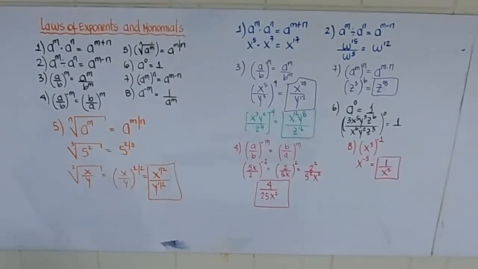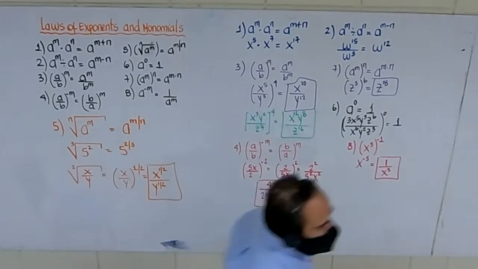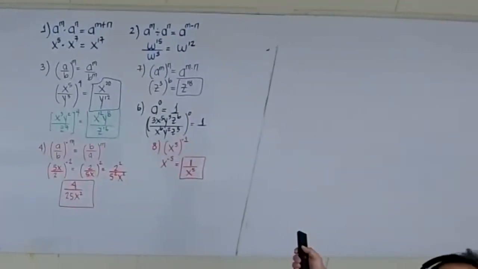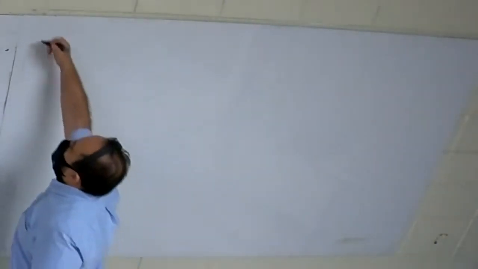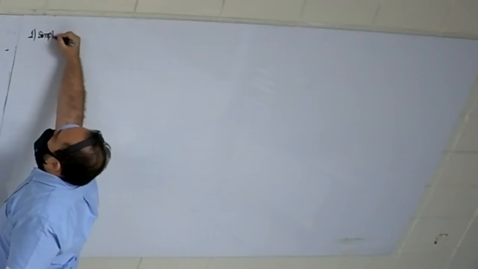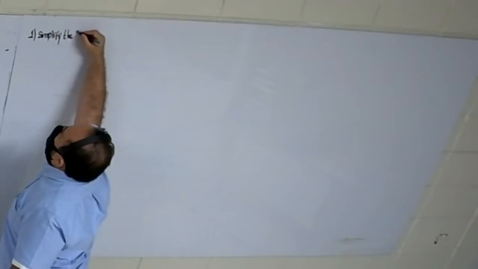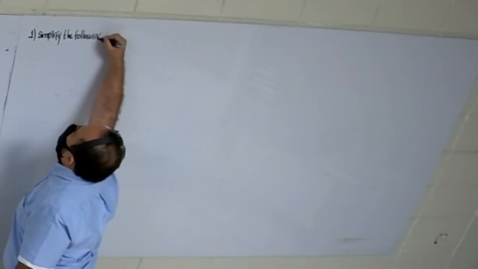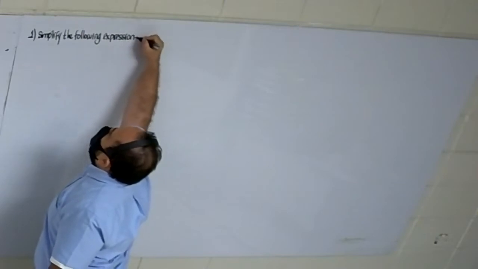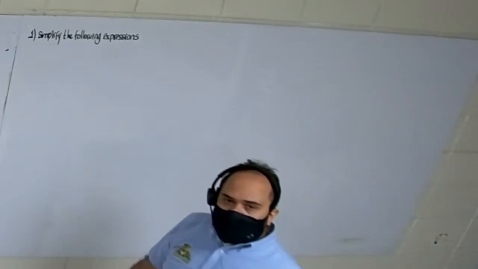Okay. Let's do another example, just a request. For example, we're going to apply the rules of the exponent. Could be rule number 1, rule number 2, and rule number 3, and so on, okay? That's why the lesson is law of exponents and monomials, okay? So the example number 1 says, simplify the following expressions. Okay, simplify the following expressions.